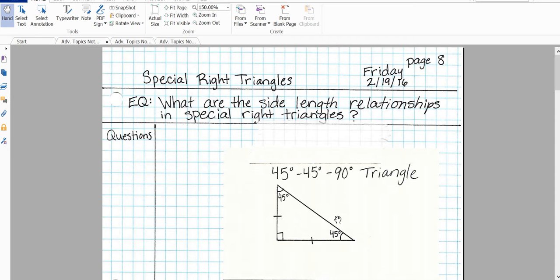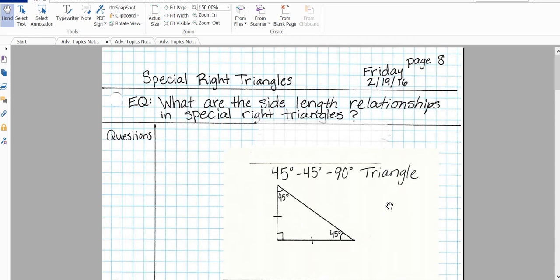So one of them is the 45-45-90 triangle. And then the other one is the 30-60-90 triangle. And it doesn't matter how small or how large they are, as long as they have those angles in the relationship, then we're going to be able to make some good connections with their side lengths.